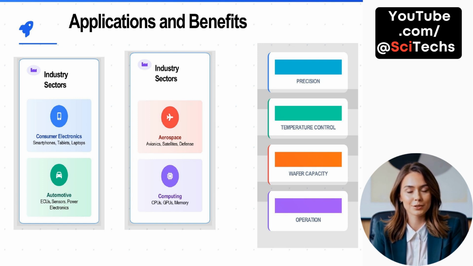The computing sector depends on advanced CPUs, GPUs, and memory chips to deliver high-speed processing and data storage, supporting AI, gaming, and data center functions. Benefits include unmatched precision in manufacturing, accurate temperature control, high wafer capacity for increased output, and streamlined operation, all essential for scalable, high-quality semiconductor production.